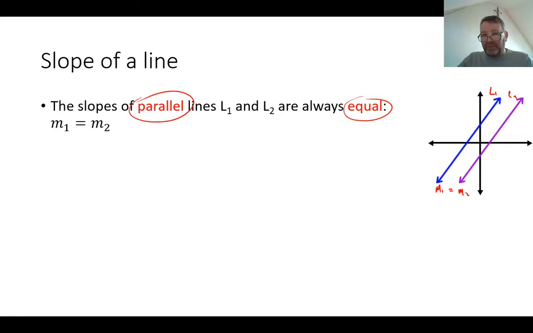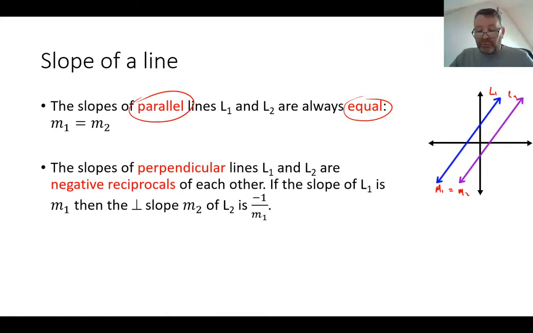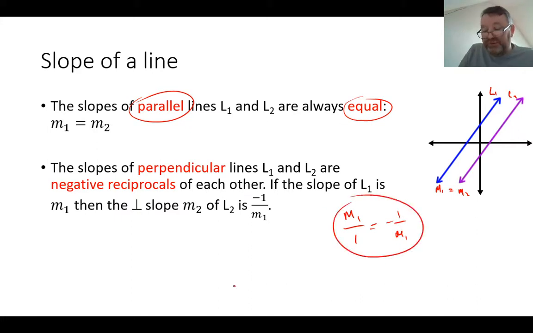Now I'll explain in a moment why that's the case. First of all, the slopes of perpendicular lines, L1 and L2, are negative reciprocals. So, if L1 has slope M1, then the perpendicular slope M2 of the second line is minus 1 over M1. What have I done there? First of all, I've taken M1 and I've changed it from being positive to negative, and then I have turned it upside down. So in other words, M1 over 1 has become minus 1 over M1, and they would be a set of perpendicular slopes.